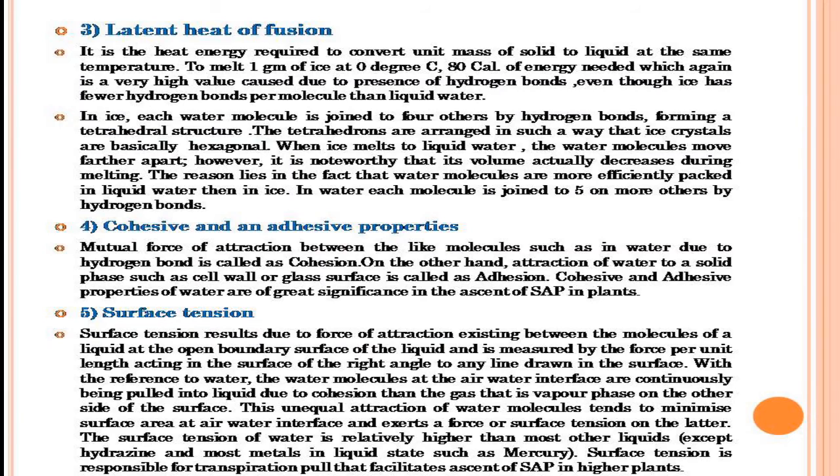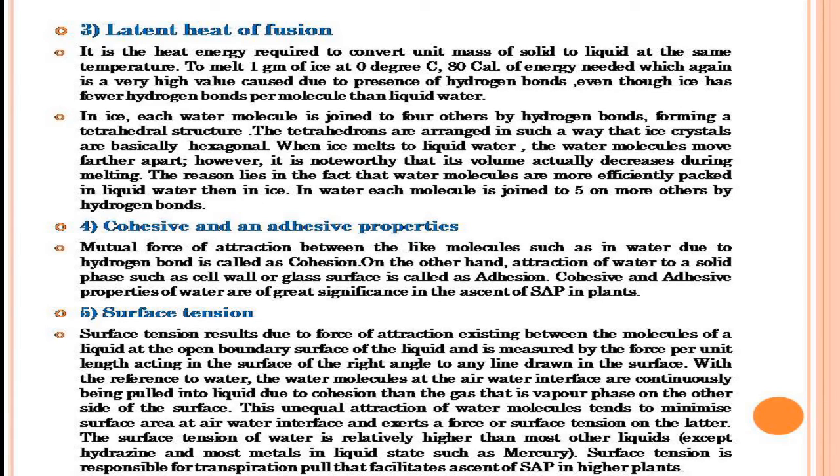Third is latent heat of fusion. It is the heat energy required to convert unit mass of solid to liquid at the same temperature. Here it means from ice phase to water phase. To melt 1 gram of ice at 0 degree centigrade, 80 calories of energy are needed, which again is a very high value caused due to presence of hydrogen bonds that we already told.